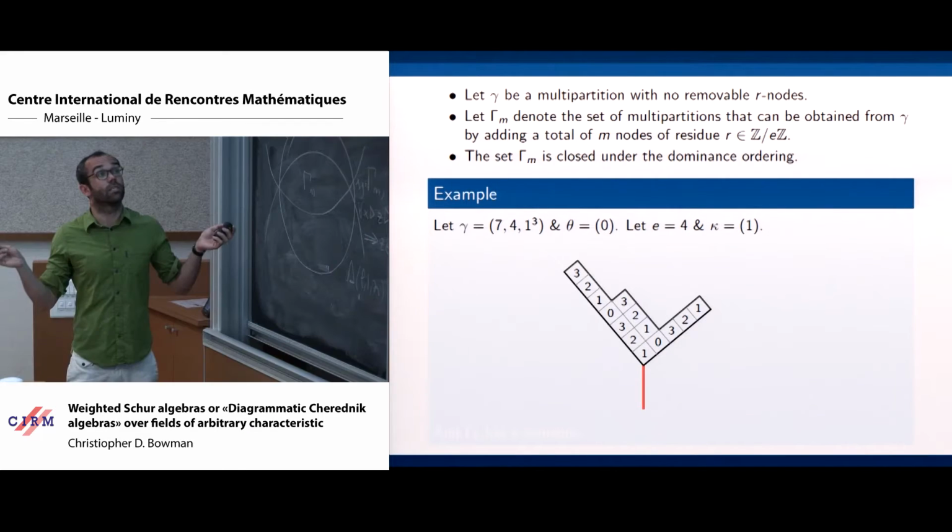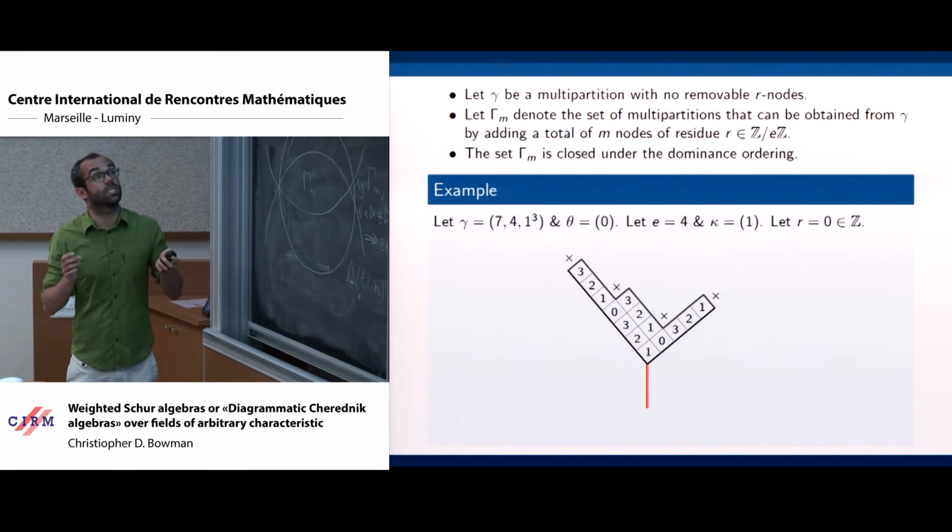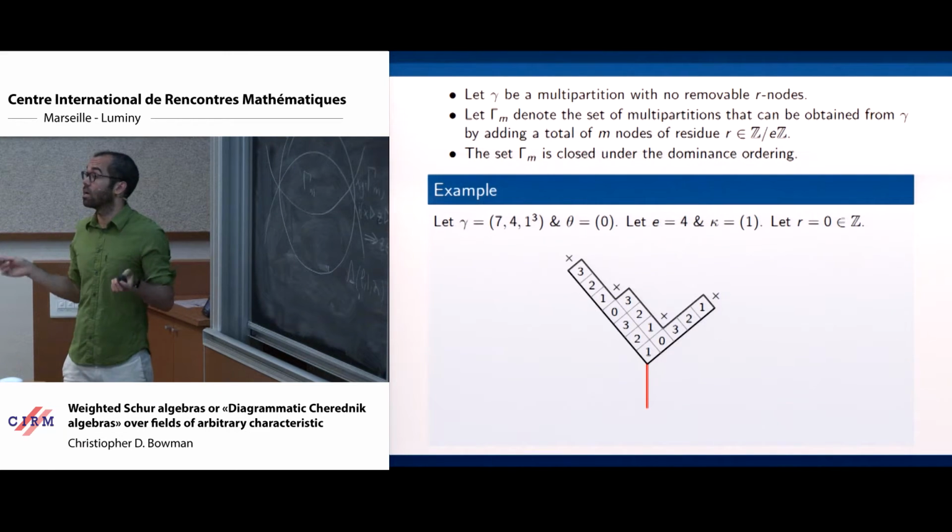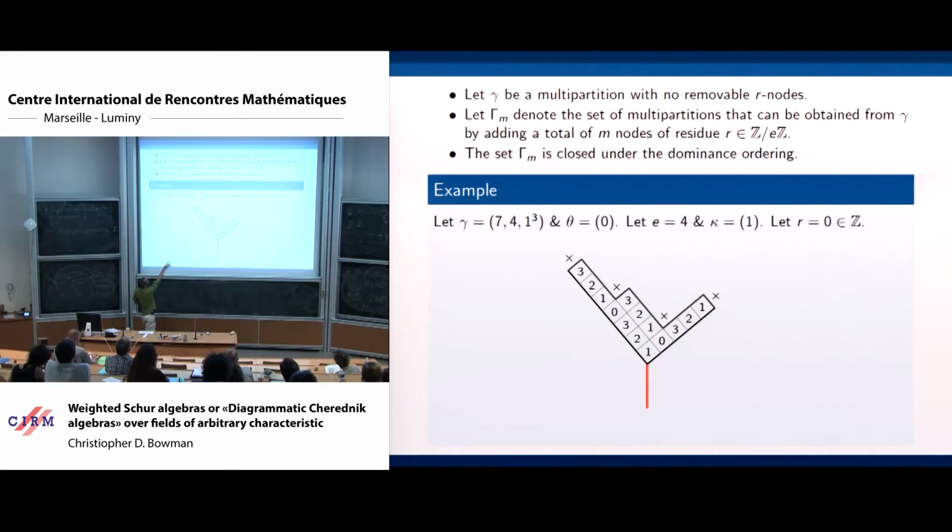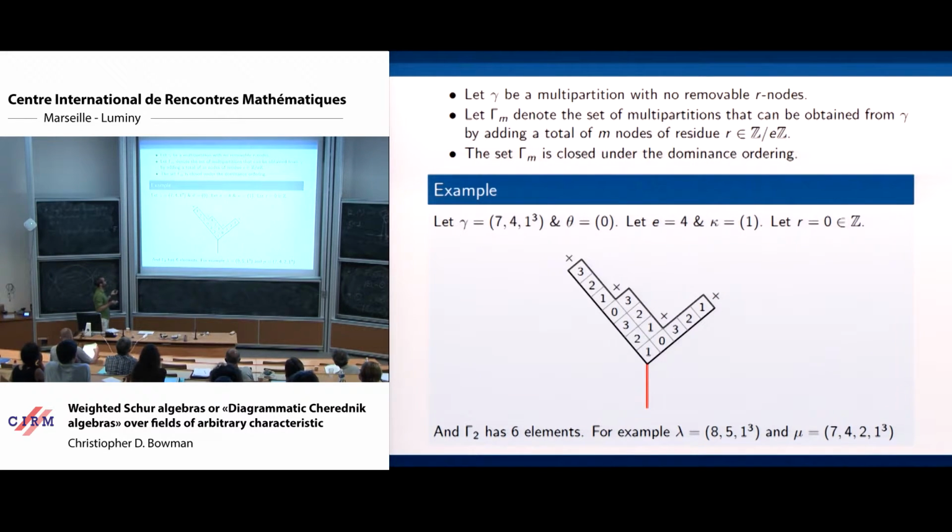I notice that there's no boxes here which are removable of content 0. So let's fix R to be 0 and draw where I can add a 0 node. So here, all these x's mark points where I could put a 0 node on top of this gamma. So there's 4 places. If I let Gamma 2 be all the partitions which can be obtained by adding 2 boxes, this is going to have 4 choose 2 elements, so 6. For example, one partition might be the one where I add the 2 boxes as far to the left as possible. So that would be 8, 5, 1 cubed. And the other one might be where I add the boxes as far to the right as possible: 7, 4, 2, 1 cubed.